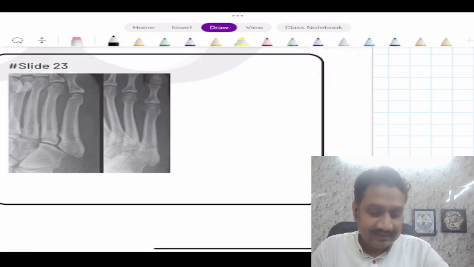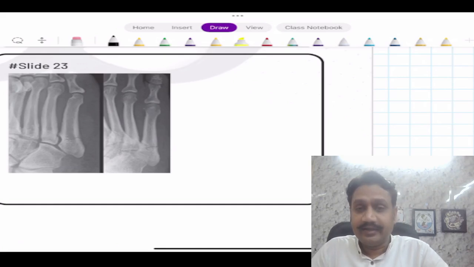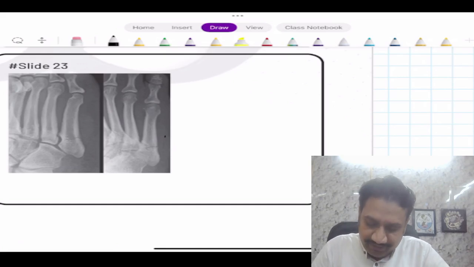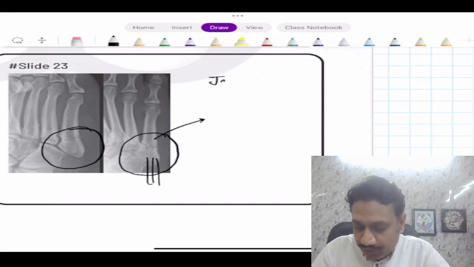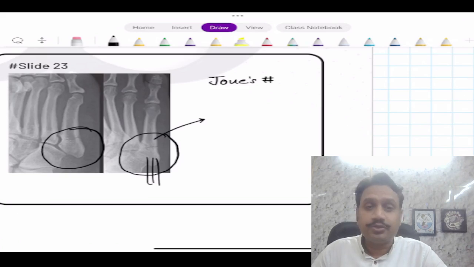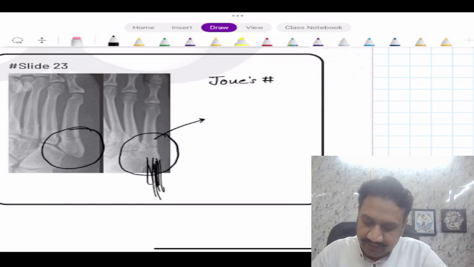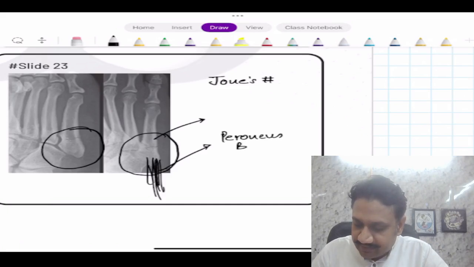So now number 23 here, we have a fracture at the base of the fifth metatarsal, right? And the tendon attached over here. So what do we call this fracture? The Jones fracture, right? And the tendon which is attached over here is which one? It is peroneus brevis, right? That is peroneus brevis.